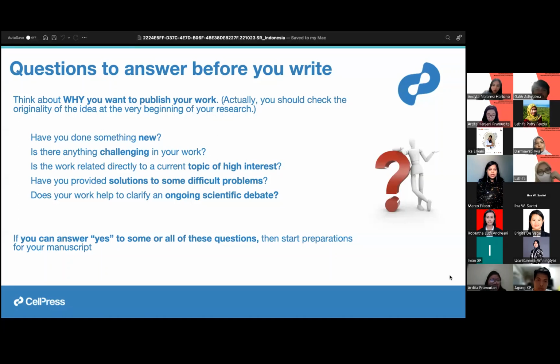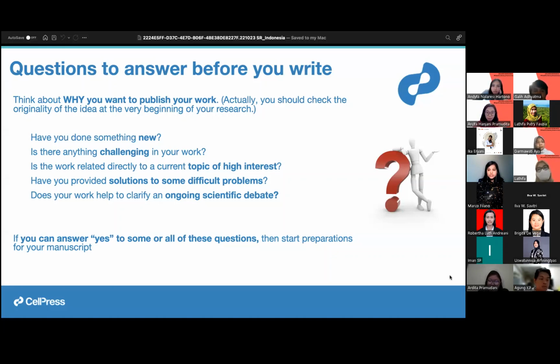Has somebody already gotten these results in system A and you're just presenting them in system B? Is that something that people are going to care about in your field? Is that exciting? Is there anything challenging in your work? Have you developed a new technology or a new method or a new tool or a new way of analysis that might help other people in the field? Is your work related to a topic of high interest?